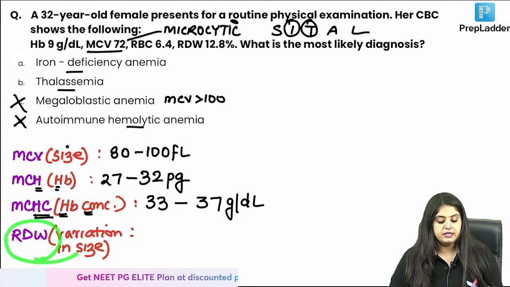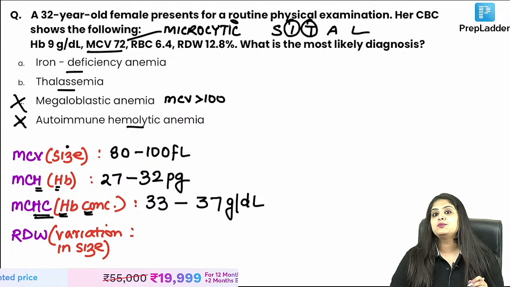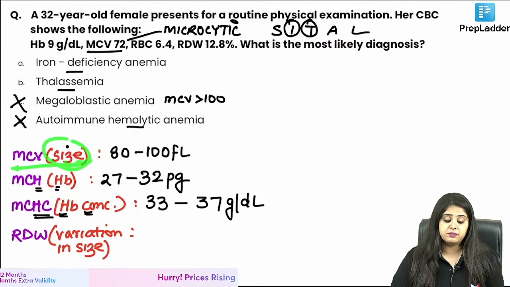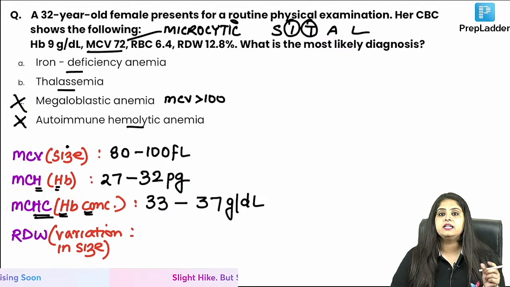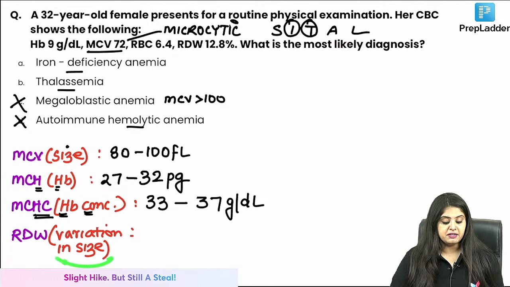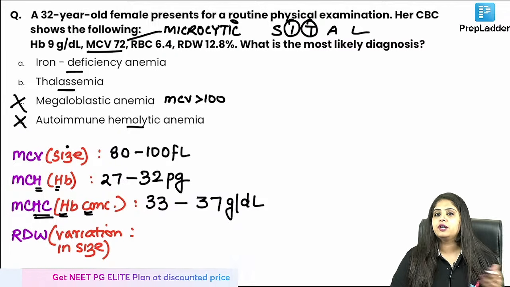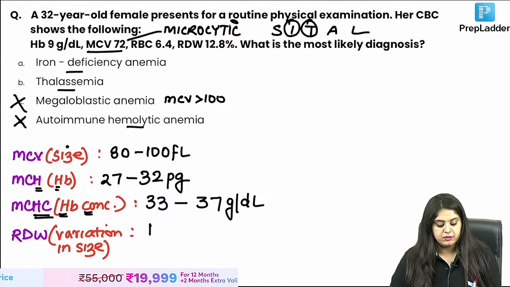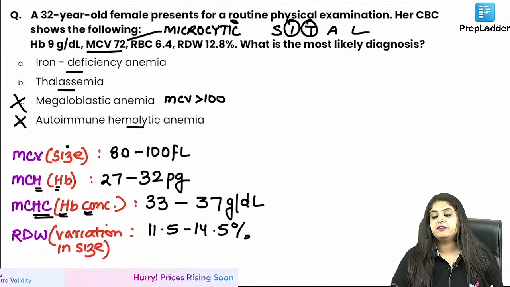Finally, coming to RDW. RDW tells you the variation in size. Be very careful what the examiner has asked you. If he asks which parameter tells you the size of the RBC, that is MCV, meaning every RBC: 80, 90, 100, every RBC. But if I tell you I don't have so much time, tell me the variation, they range from 80 to 110. I've told you an entire variation, that is RDW. And RDW is normally 11.5 to 14.5%.